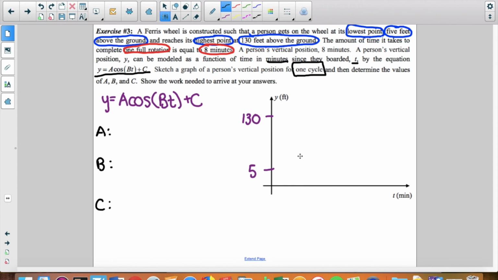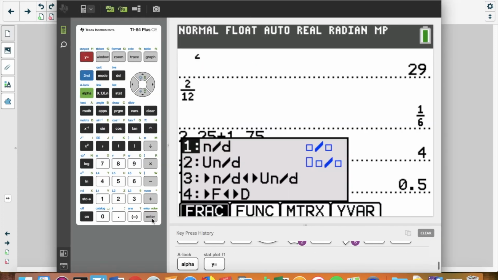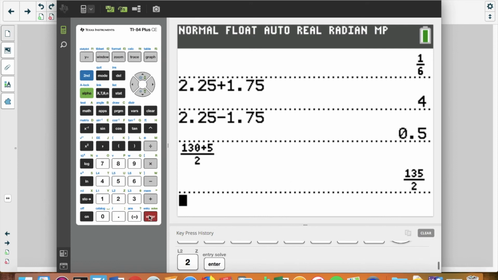In order to sketch, we need to know our midline because we need to know what the middle of this graph is. So to find the midline, we do 130 plus 5 divided by 2. So the maximum plus the minimum divided by 2. You can use your calculators. 130 plus 5 divided by 2. And we get 135 divided by 2.